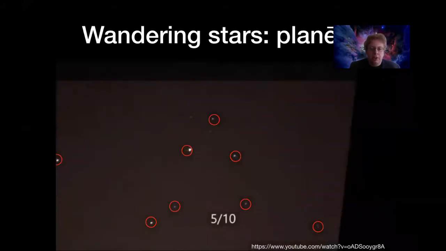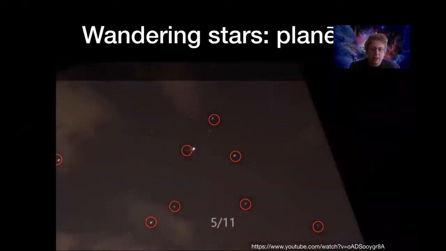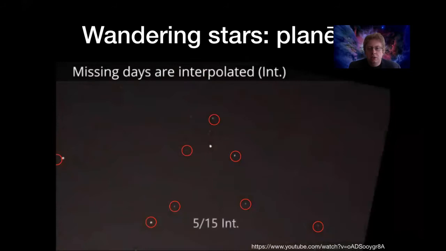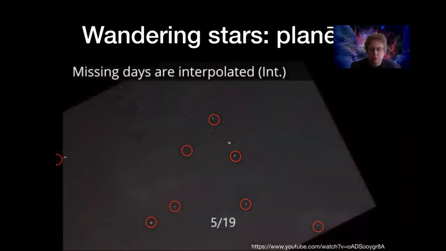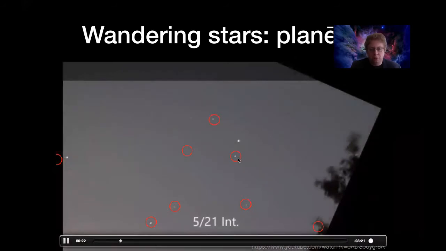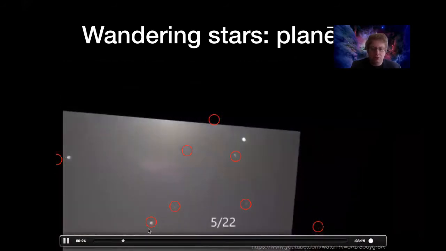But there are some challenges to this idea as well. And in particular, some of these challenges are what we call wandering stars. So what I'm showing here are images of the same part of the sky every night. And I've circled here a bunch of stars. And some of them are staying fixed, stationary. This star isn't moving night to night. This one's not moving. This one's not moving, etc.